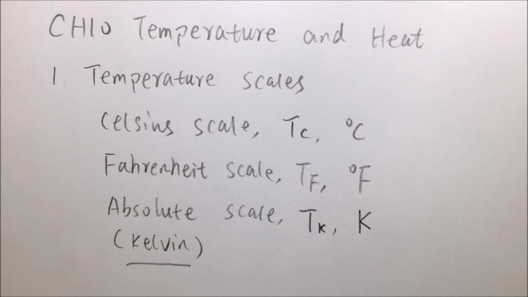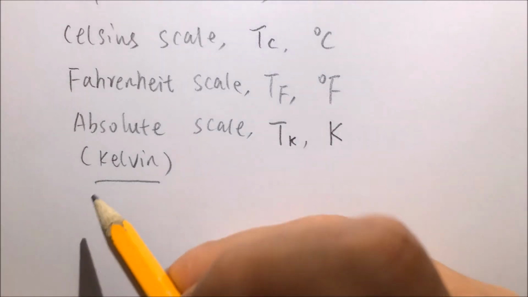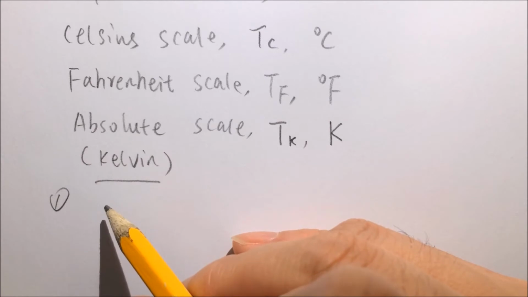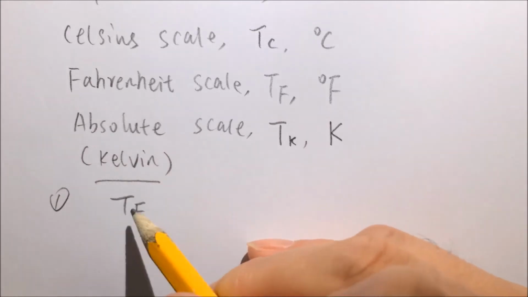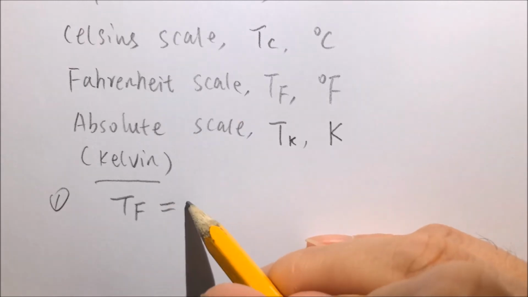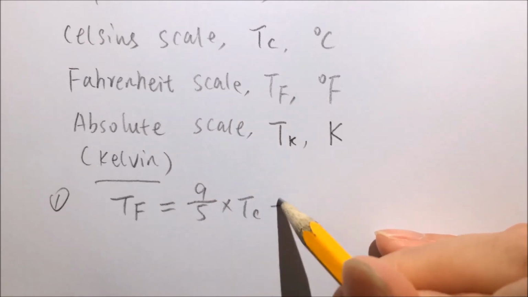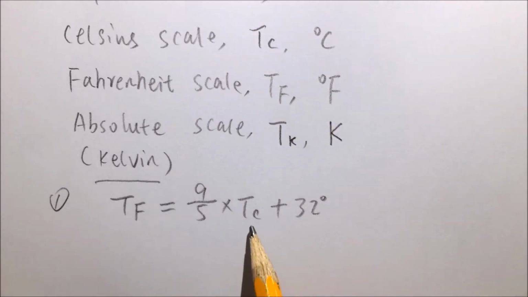We need to know the conversions between the three temperature scales. Okay, so the first conversion, from Celsius to Fahrenheit, is 9/5 times the temperature in Celsius plus 32 degrees. You convert the Celsius to Fahrenheit.